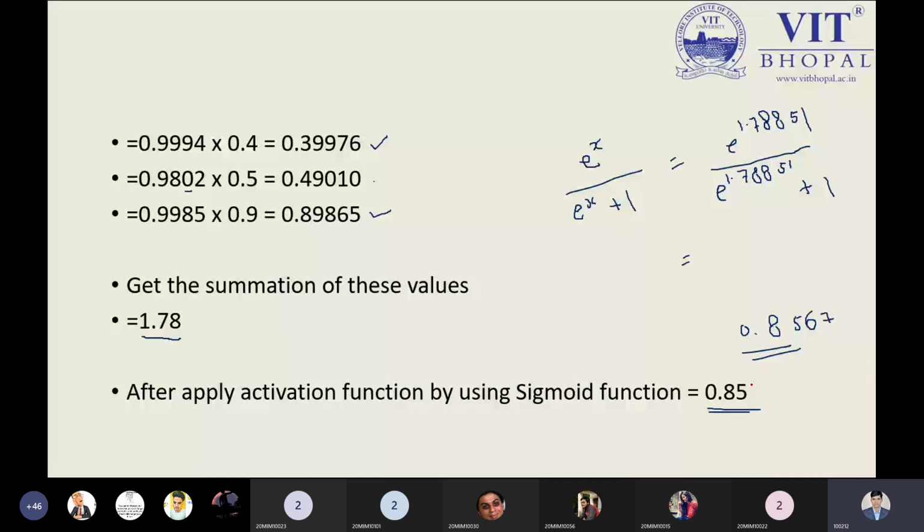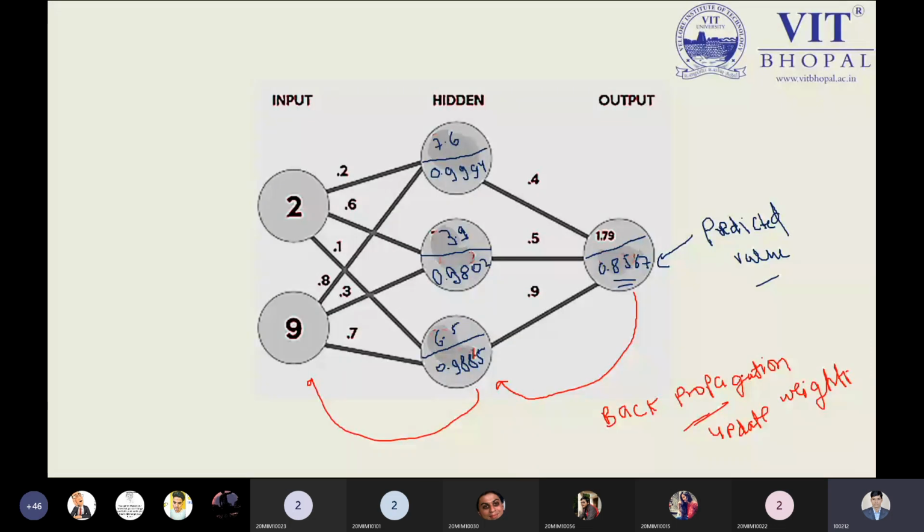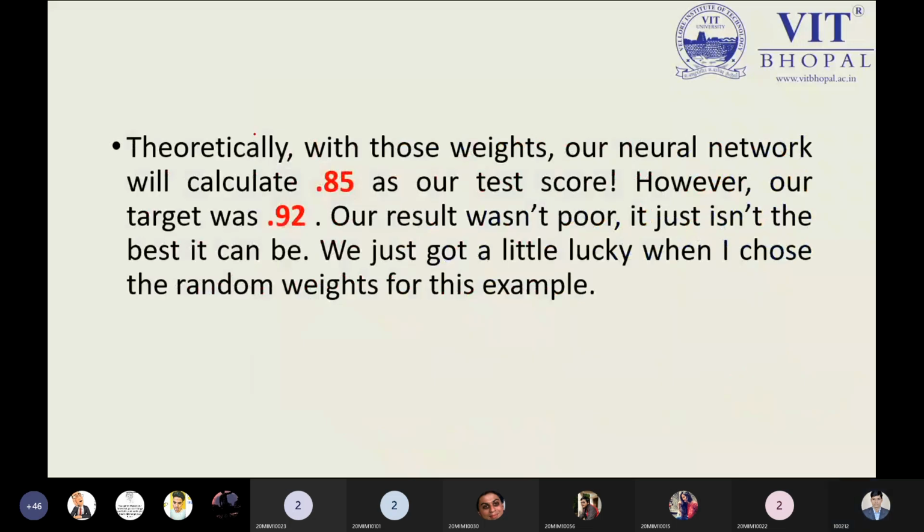What you are observing after this point is the predicted values. So we actually have an error. Theoretically, with those weights given in our question paper or exercise in the numerical way, our neural network will calculate 0.85 as our test score. However, our target was 0.92. That was the actual value. But our prediction we are getting is 0.85.